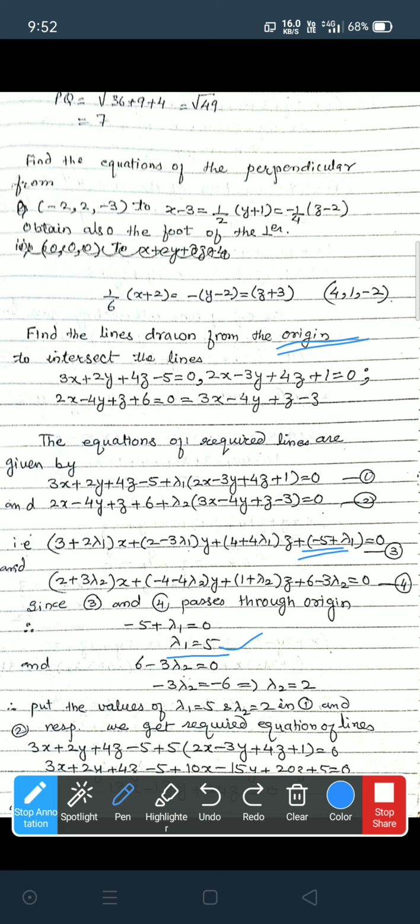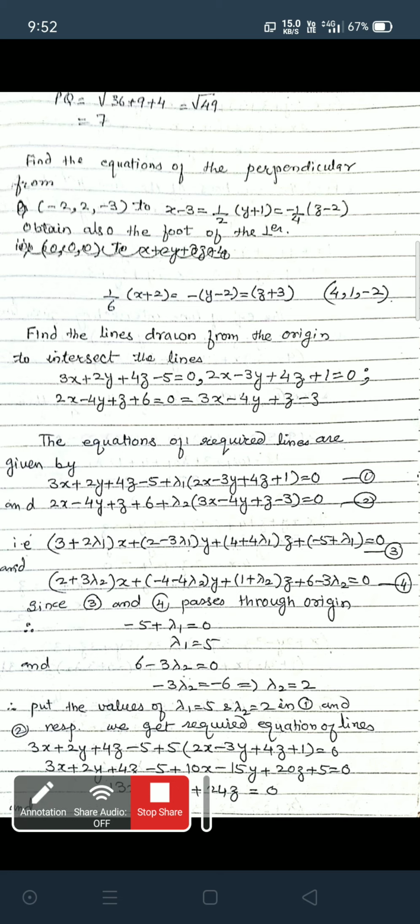In the second equation, 6 minus 3 lambda 2 is equal to 0, so we get lambda 2 is equal to 2. Therefore, put the values of lambda 1 equal to 5 and lambda 2 equal to 2 in 1 and 2. We have found the values of lambda 1 and lambda 2 and substituted them in equation numbers 1 and 2, so we get our result.